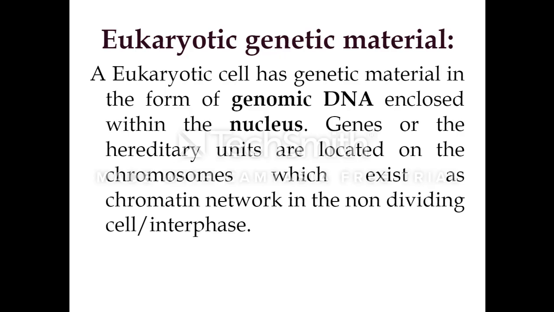Coming to the eukaryotic genetic material, a eukaryotic cell has genetic material in the form of genomic DNA enclosed in the nucleus. This nucleus is a membrane bound organelle and it's a true nucleus. It's not like our bacterial nucleus. The bacterial nucleus is an incipient nucleus where it has the genetic material directly floating in the cytoplasm. But here the nucleus is membrane bound and it is not in contact with the cytoplasm.